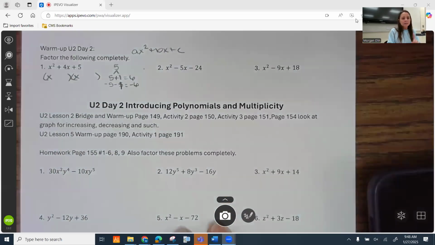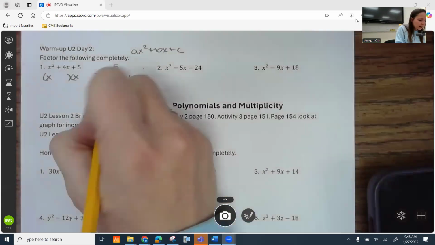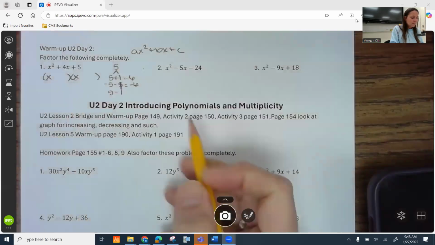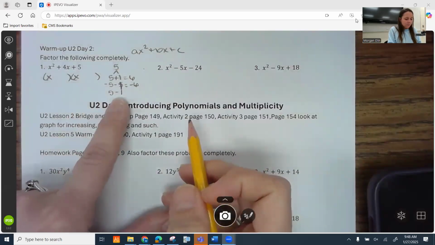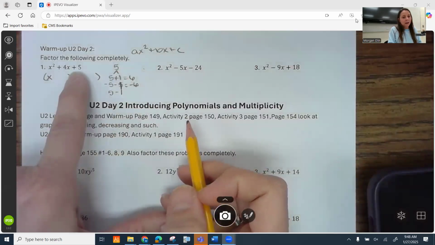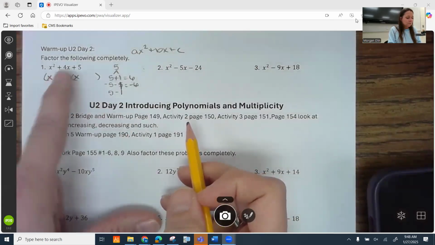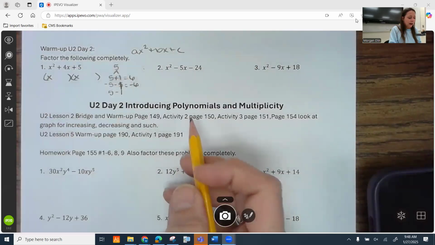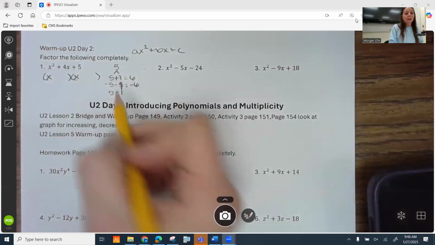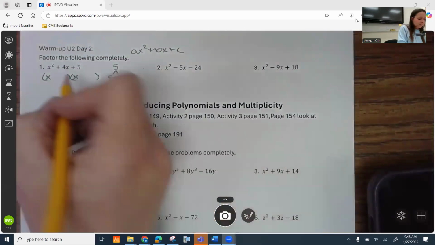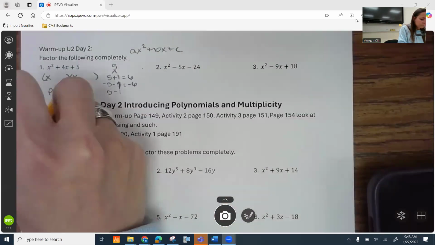Some of you may be thinking, but wait a minute, I can do 5 and -1. The problem is 5 times -1 is -5, and that's not what I have here. I have a +5. Yes, it does add to be that +4, but it doesn't multiply to be that 5. So I don't have anything. If it doesn't factor, it would be prime.